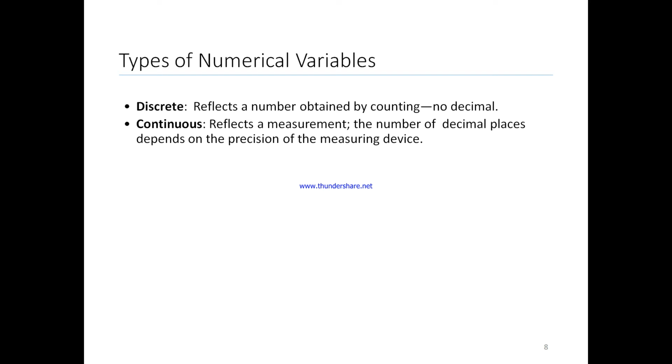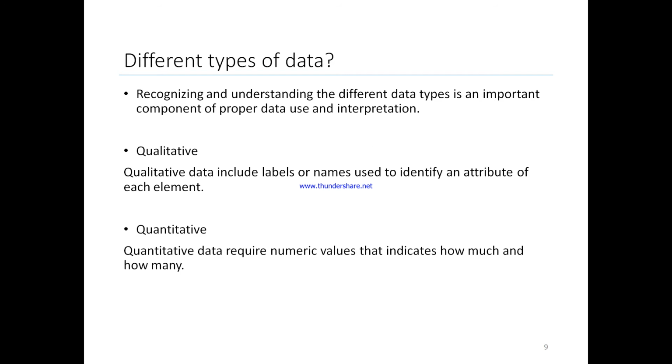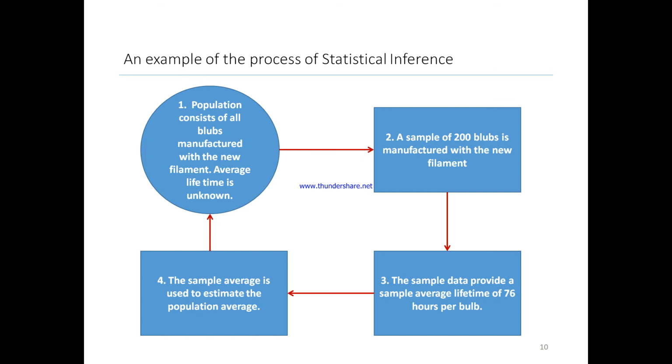But if you are measuring height or weight, maybe your height is 5.5 feet, maybe your weight is 62.5 kilograms, there the decimal places are possible. So if you can record a numerical variable with decimal places, we call it a continuous variable, or else we call it a discrete variable. And for qualitative and quantitative, if you can measure it numerically, if it has a numerical meaning, we call it a quantitative variable. If not, we call it a qualitative variable.